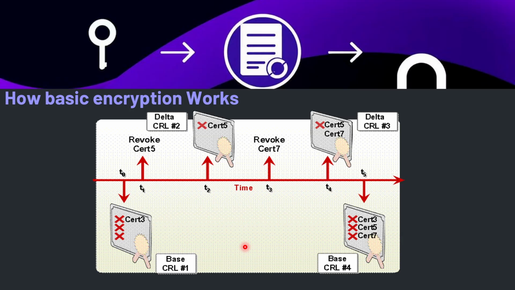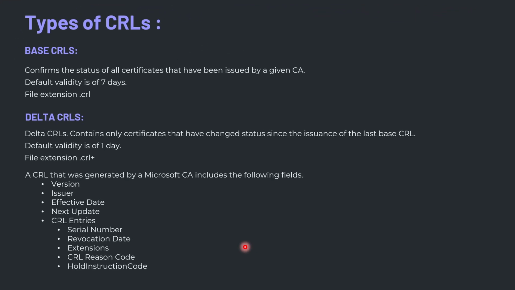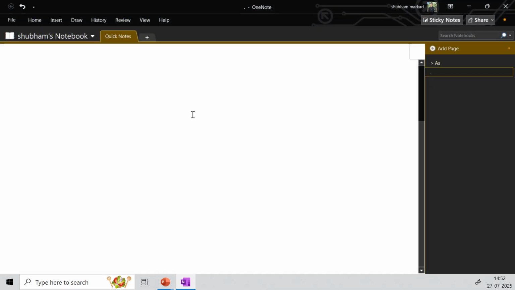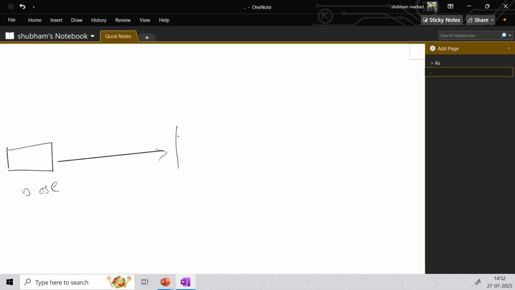So this I will explain in another file. Consider we have a CRL file here, and it has some certificates. Consider this as the base CRL, and it is valid for 7 days. And after 7 days, we will have the base CRL again.